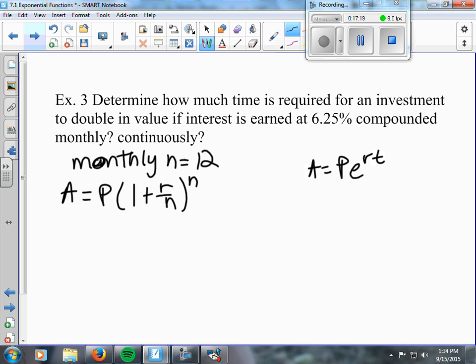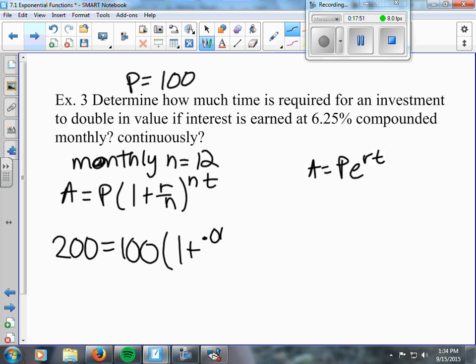Okay, so doubling. Notice I don't know the initial investment. It turns out that it does not matter what the initial investment was. The time it takes to double is dependent only upon how it's compounded and the interest rate. But if that confuses you, just assume that your initial investment is $100. That always works. So in the case of monthly, I have 200 equals 100 because I'm doubling, times 1 plus 6.25% divided by 12, to the 12t. And I have to figure out the amount of time that takes.